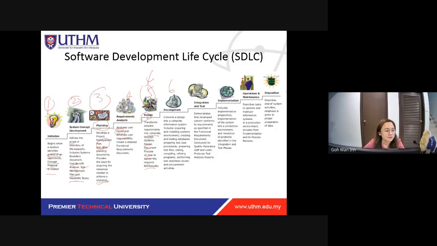Okay, so step number 6 is the development. Development converts a design into a complete information system, including acquiring and installing the system environment, and creating and testing the database. You also need to prepare test cases and procedures, prepare test files, code, compile, refine the program, perform test readiness, and review and procurement activities.